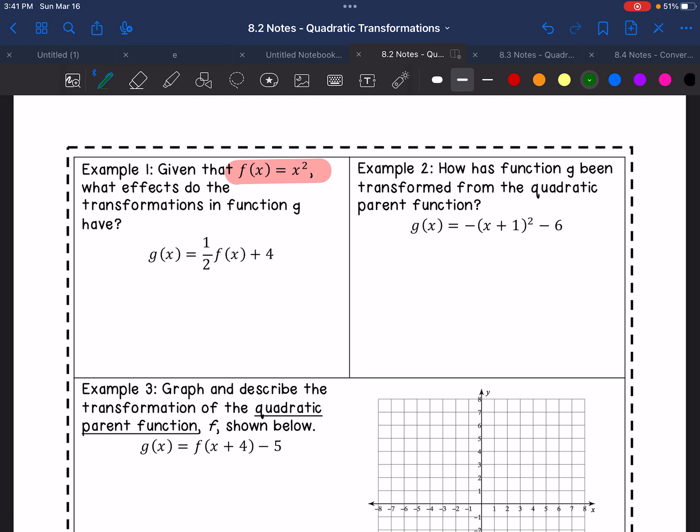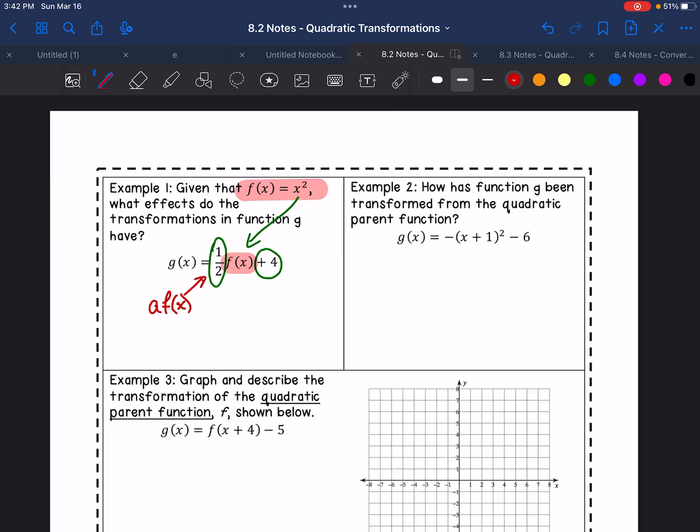So anything that's not an x squared is a transformation. And so if I look here, I've got this 1/2, and I've got this plus 4. This f of x right here, remember, that's just the x squared, all right? So this is the same thing as saying 1/2 x squared plus 4. And so when I look at this, multiplying by 1/2 is the first thing I have. I am multiplying my function by a value.